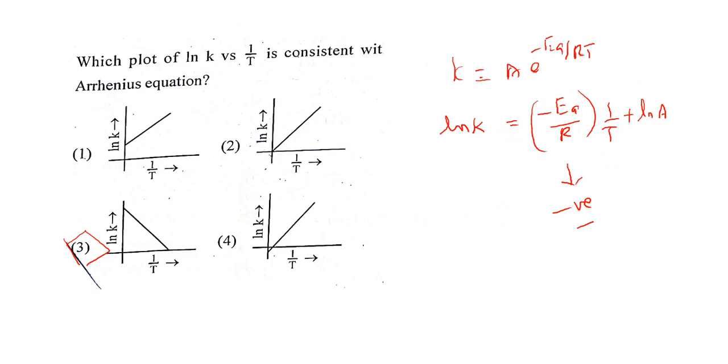Next question, the plot of ln K versus 1 by T is consistent with the Arrhenius equation. Which of these is the correct equation? If you observe the Arrhenius equation, K is equal to A into e to the power of minus Ea by RT. In logarithmic form, if you apply it, ln K is equal to ln A minus Ea by R into 1 by T, so the slope is negative. That matches with the third option. So that is the right answer.